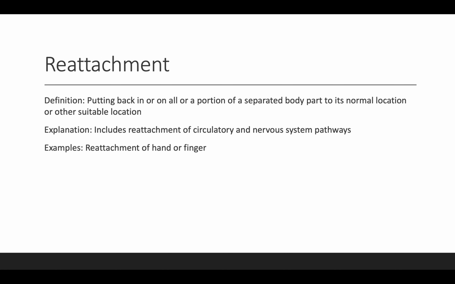Next root operation is reattachment. The definition: putting back in or on all or a portion of a separated body part to its normal location or other suitable location. The explanation is it includes reattachment of circulatory and nervous system pathways. For example, reattachment of a right hand or a finger. When it's completely severed or mostly severed and needs to be reattached, the root operation includes the reattachment of the circulatory and the nervous system pathways.